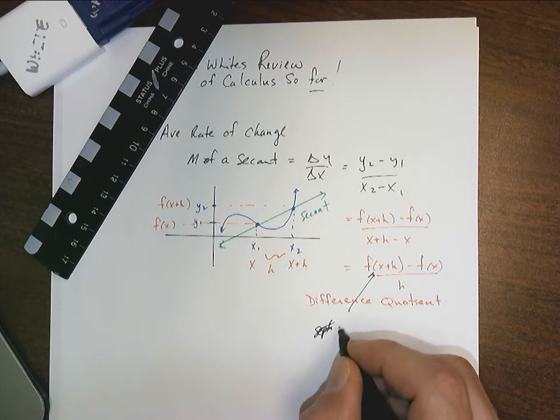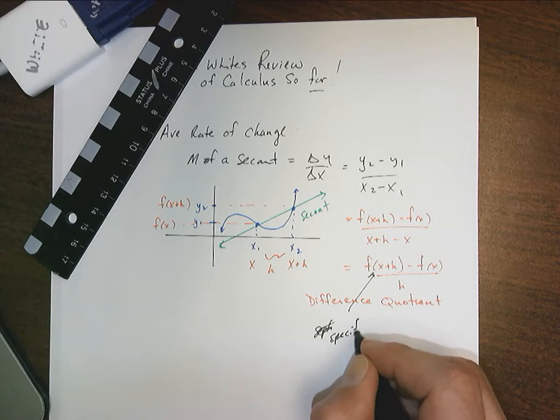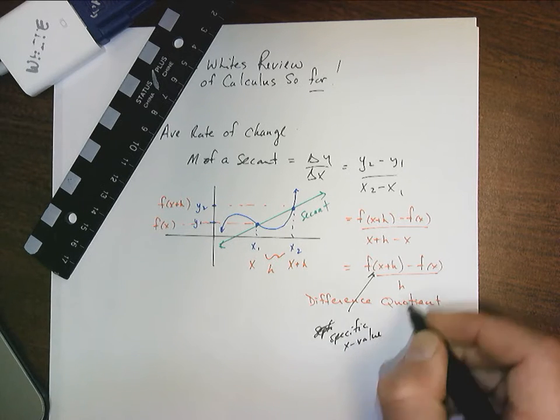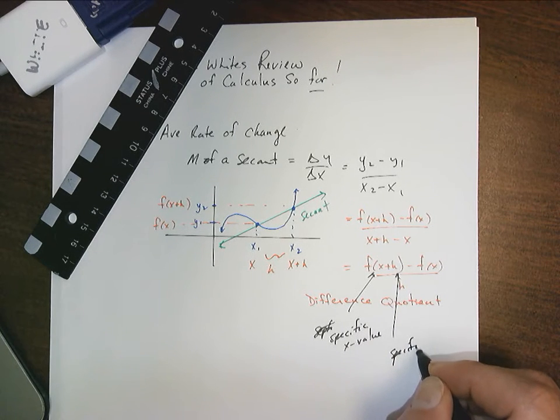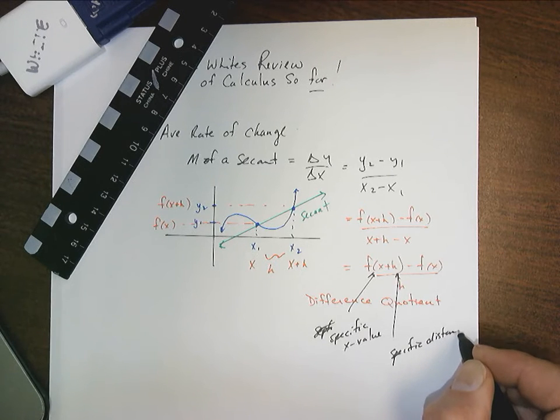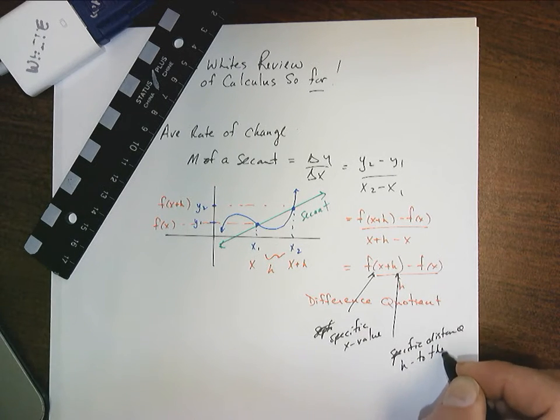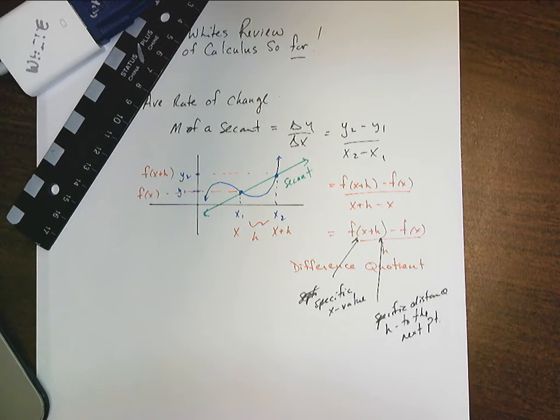I can't spell. Specific x value to start with, and a specific distance h to the next point. And that was about it. And what we did was we formalized that for any particular function. So the f of x was meant to represent any single function. So we could go through and determine the slope of the secant for any function given a point and a specific distance to the next point.